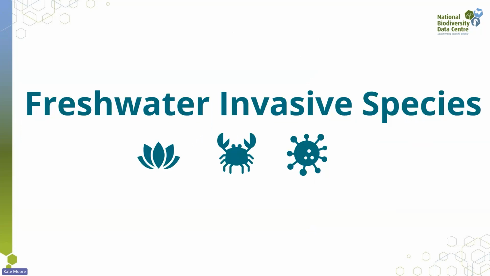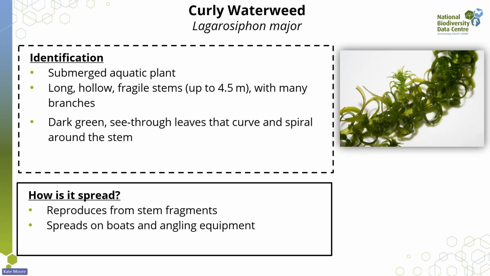So moving on to freshwater invasive species that we might find in our rivers or lakes. So we've mentioned lagarosiphon before, so it's also known as curly waterweed, and this is a submerged aquatic plant. It has long, hollow, fragile stems that have many branches, and the leaves are dark green and translucent, and they curve and spiral around the stem. This plant reproduces from stem fragments, and it's known to spread on boats and angling equipment.